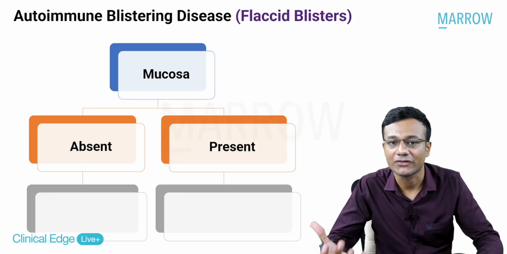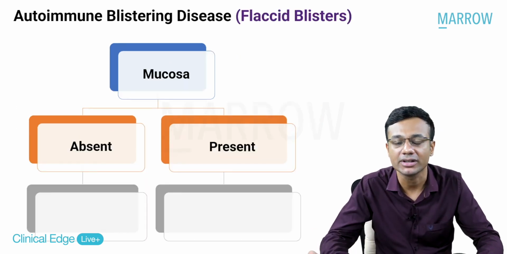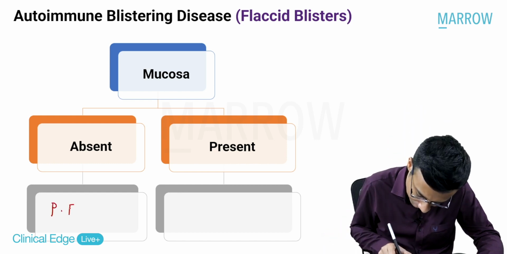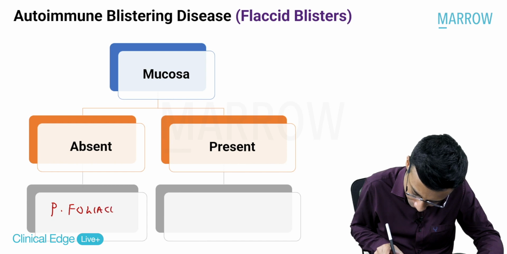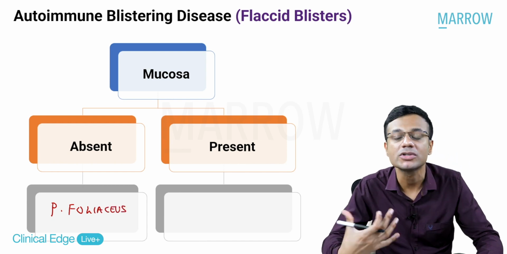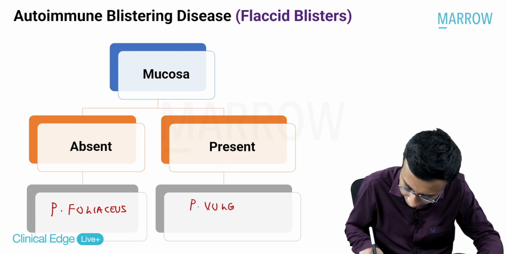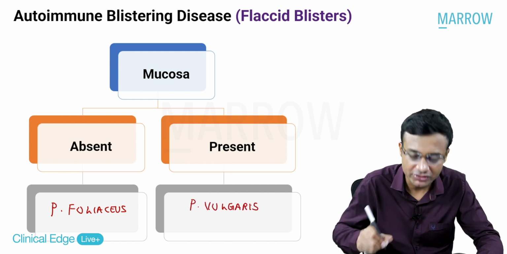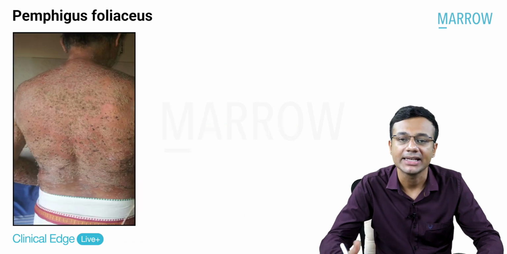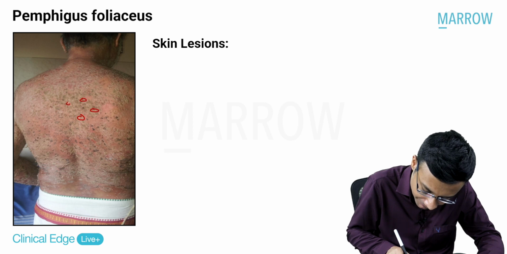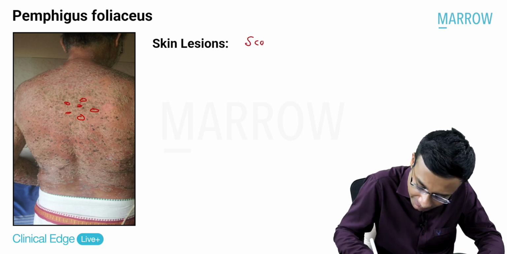Next, when we talk about a flaccid blister in an autoimmune blistering disorder, if mucosa is spared, then we think of pemphigus foliaceus. And if there is mucosal involvement, then we are going to make a diagnosis of pemphigus vulgaris. And now you can see this is a patient of pemphigus foliaceus. You can see the different lesions over here. These are referred to as scales and crusts.